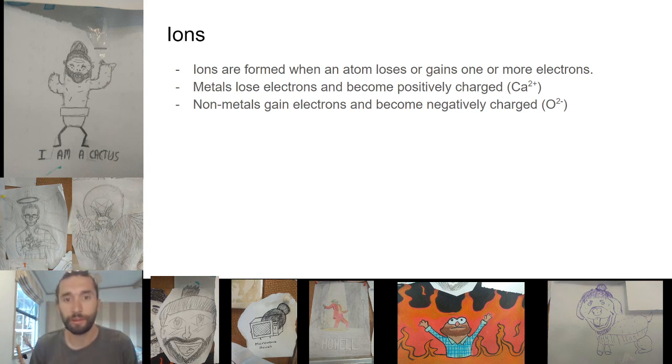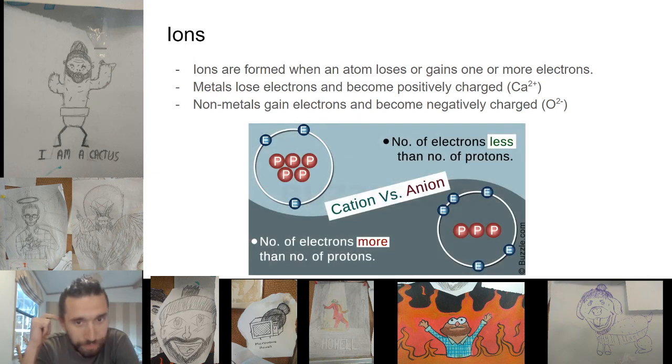Non-metals are the opposite. They will gain electrons and become negatively charged, such as oxygen here. Oxygen has gained 2 electrons, so it has 2 more electrons than protons, so it has a charge of 2-. On the top, we can see that ion has 5 protons and 3 electrons. It's got more protons than electrons, so it's positively charged, and we can call that a cation. A cation is just a positively charged ion.